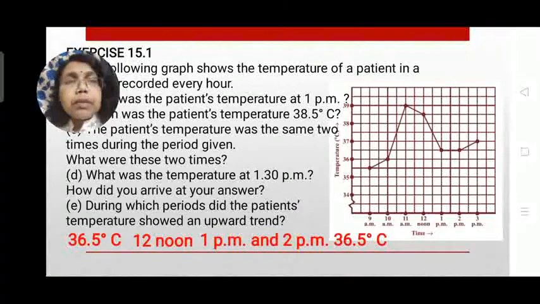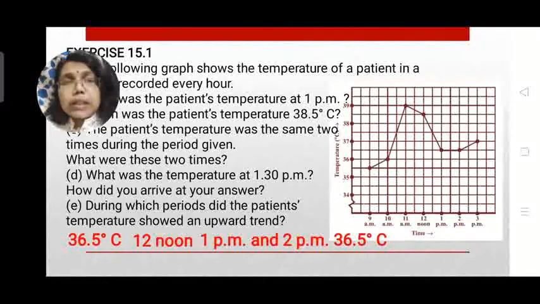Next, what is the temperature at 1:30? Now, 1:30 means the time is between 1 p.m. and 2 p.m., exactly in between. And we could see that it was somewhere between 36 and 37. So, somewhere exactly in the middle, it is 36.5 degrees Celsius.